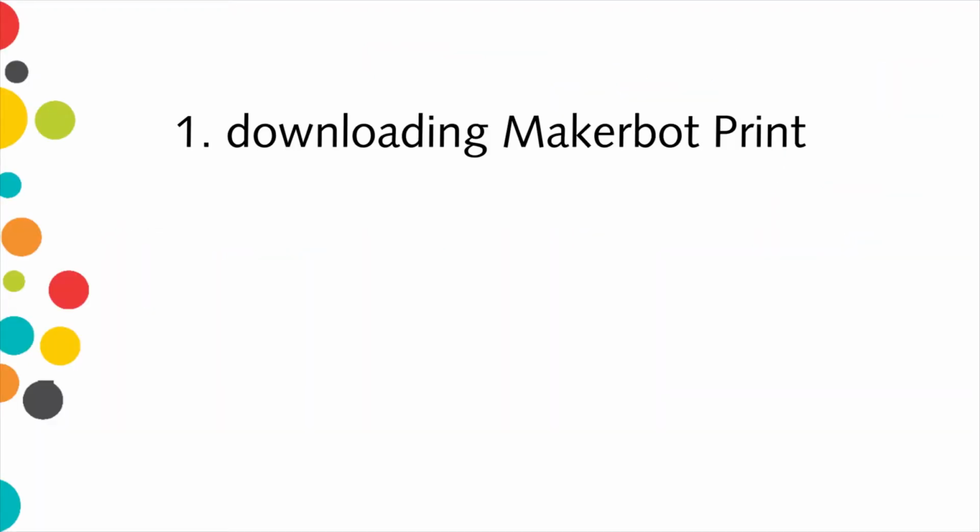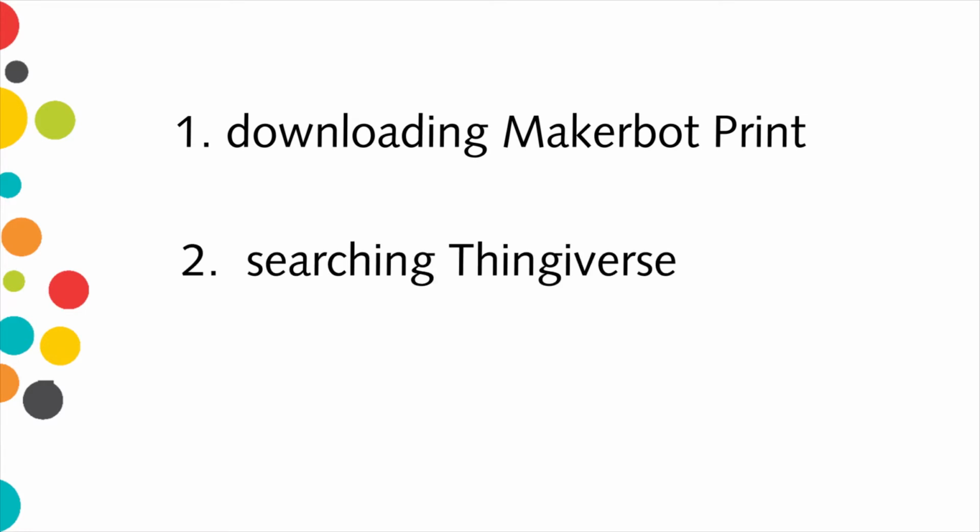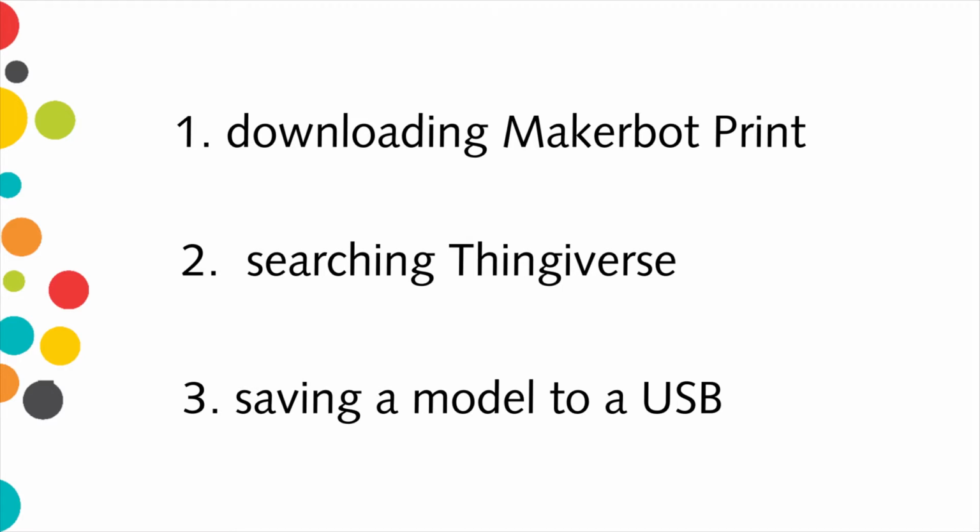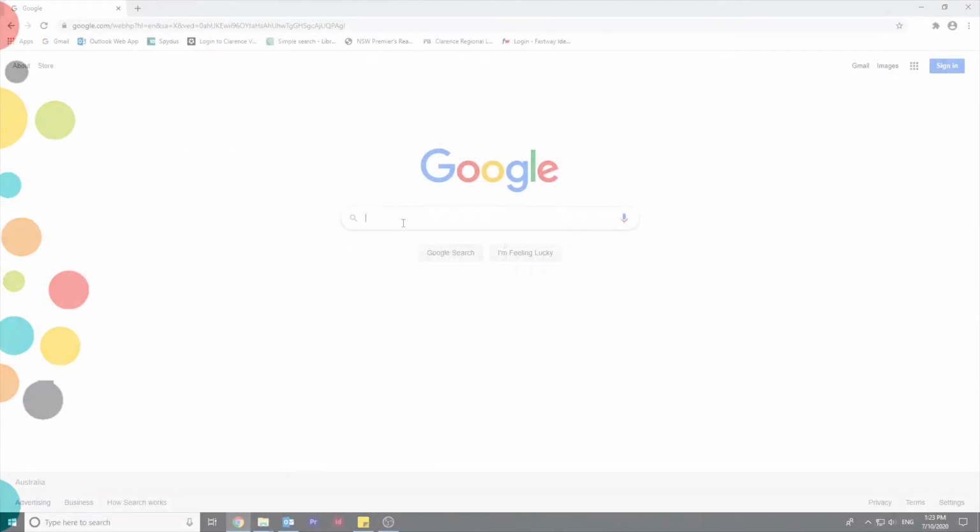Hi, in this video I will be taking you through the process of downloading Makerbot Print app, searching Thingiverse to find a suitable 3D model to print, and saving your 3D model to a USB. Once all these steps are complete, you will be able to put in a request form to Grafton Library to print the model that you have chosen.